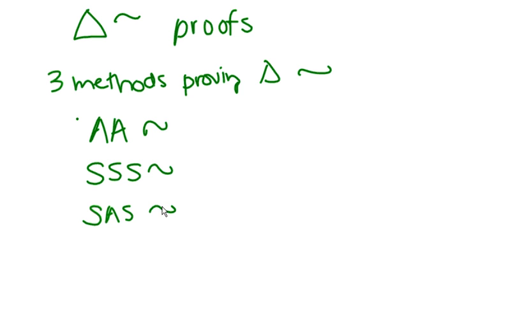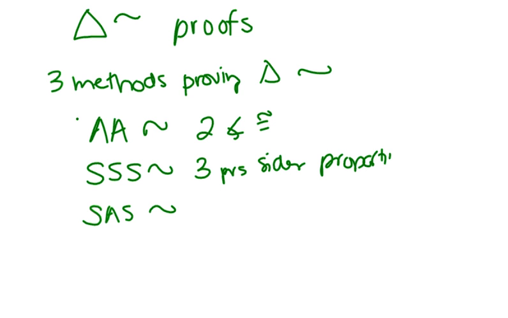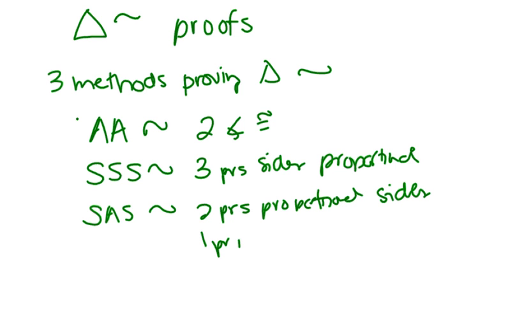So these are the 3 methods, and just like in our congruency proofs, we're going to be looking for that we've proven these things. So in this, you will have proven 2 pairs of angles congruent. In this, you will have proven that 3 pairs of sides are proportional. In order to use this method to prove triangles similar, you will have 2 pairs of proportional sides, you know what I mean, and you have 1 pair of included angles that are congruent, all right? And when you've proven those things, then you can use side angle side.